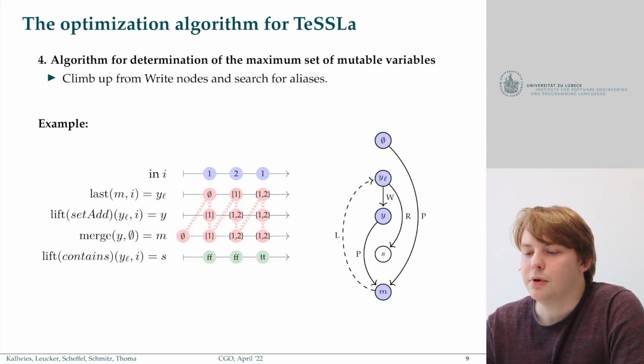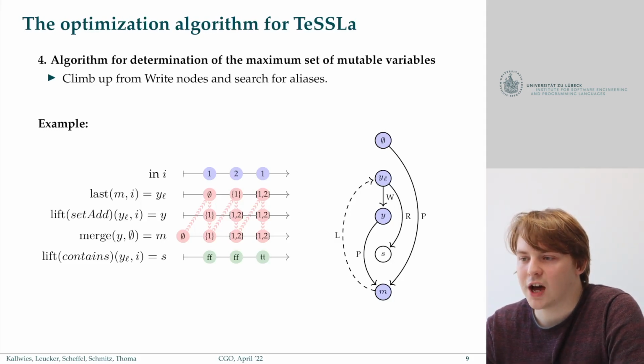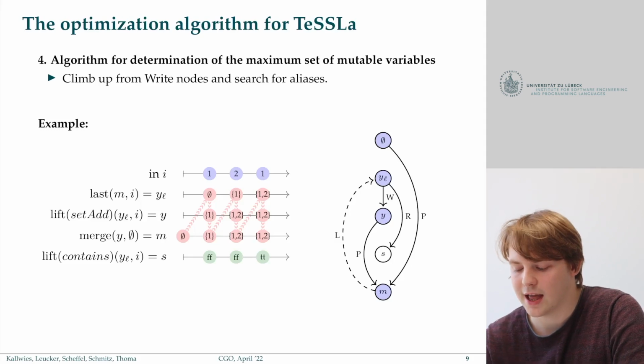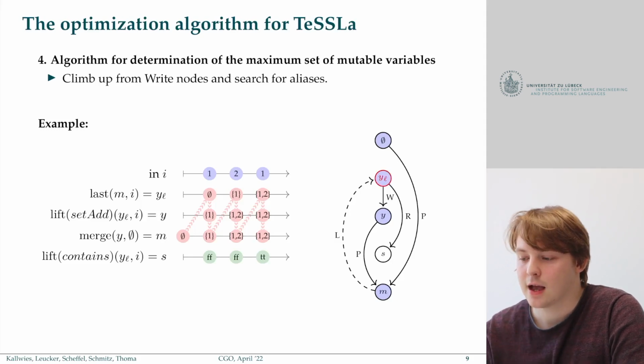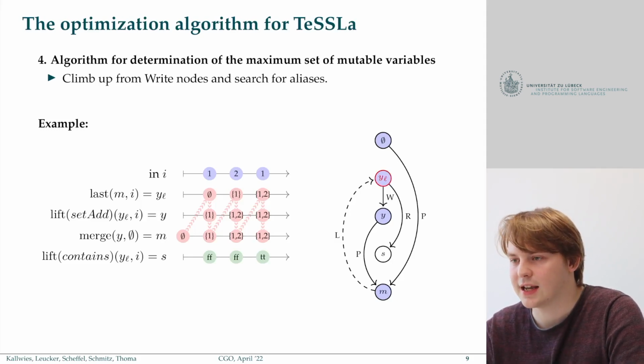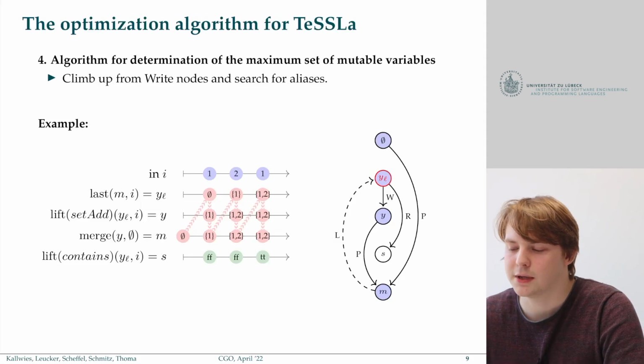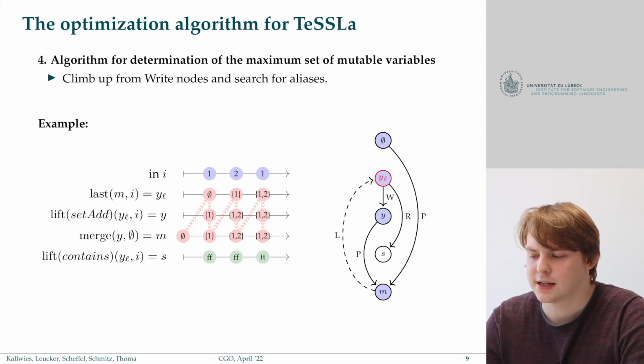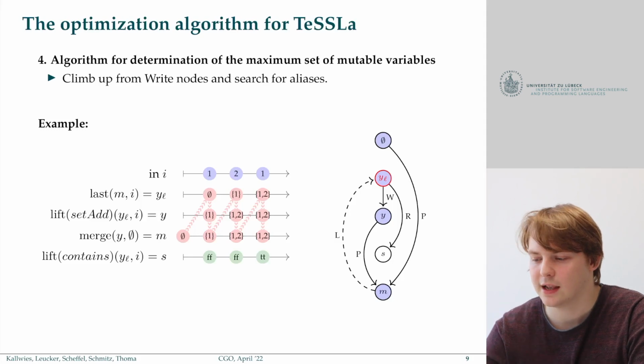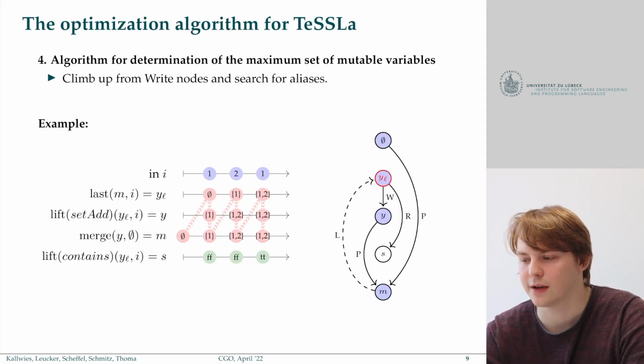In the next step, we search for all writes in our specification. In our specification here, there is only one write, stream YL is written. After that, we search for all aliases where the same data structure could be at the same timestamp. In this example, there is no alias for YL, so YL is the only node we have to take care about.